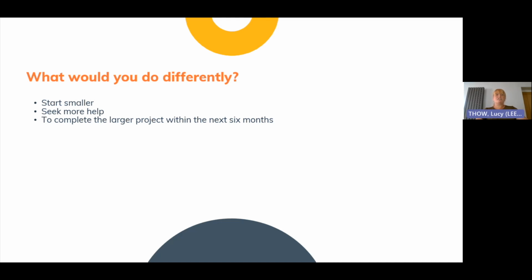And my plans for the future are to complete the larger project within the next 6 months. I'm working with the British Dietetic Association digital team as they attempt to develop a standardised template for dietetic documentation across the profession. And I'm also involved in the next Going for Goals audit.